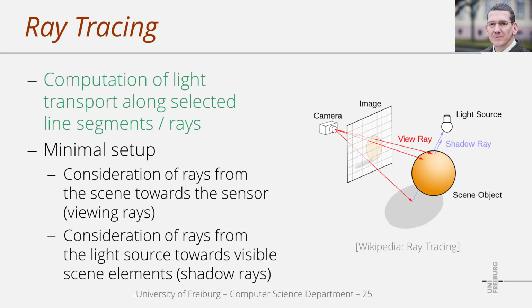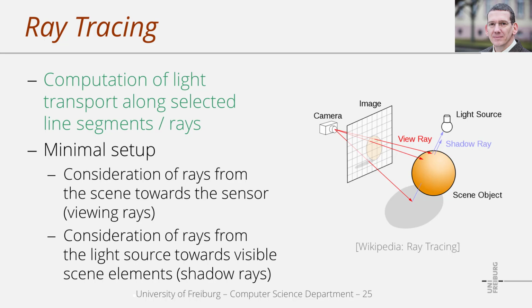The second major concept is ray tracing. Here we select specific line segments or rays for which we compute the light transport as accurately as possible. In the illustration we see some selected line segments. The red ones connect the sensor with the scene and are typically referred to as viewing rays. These rays are required for all sensor elements to compute the captured light at each sensor element. The goal is to compute the light transport from the scene towards the sensor along such viewing rays.